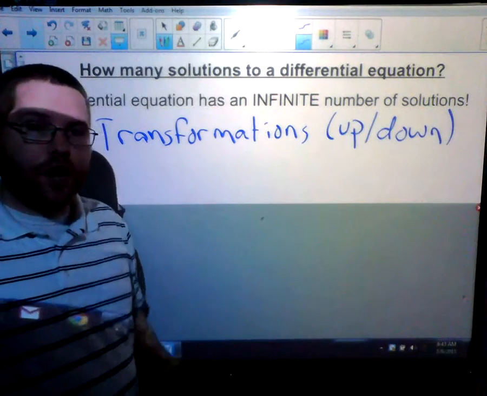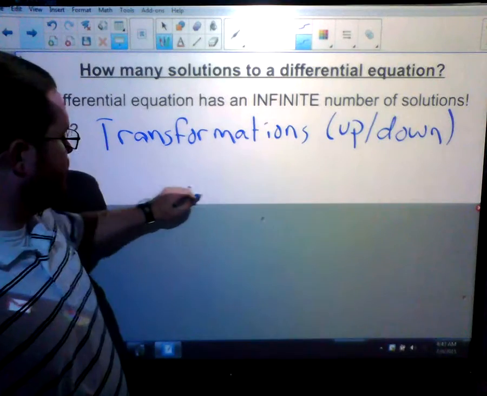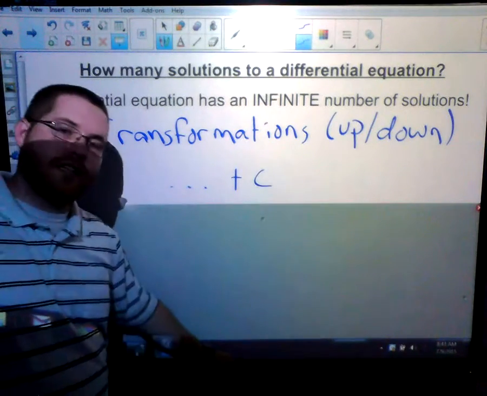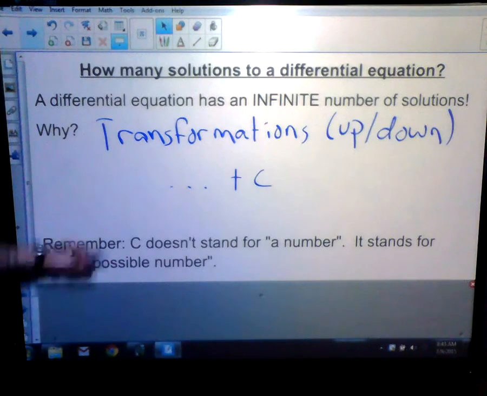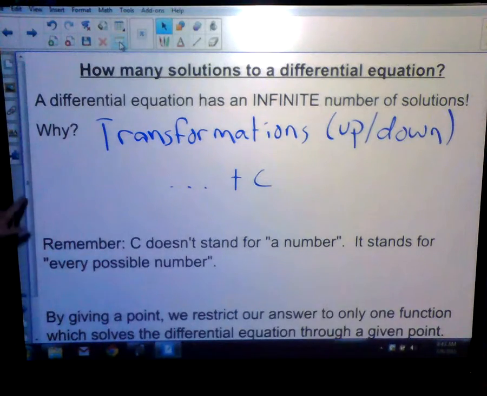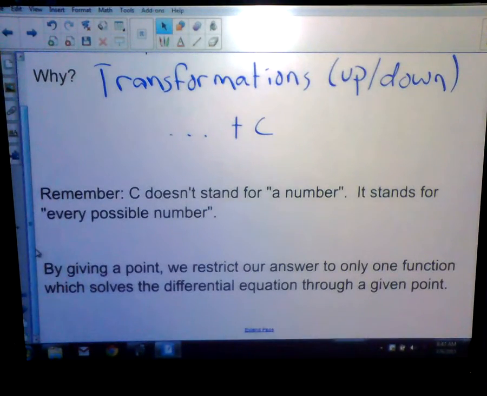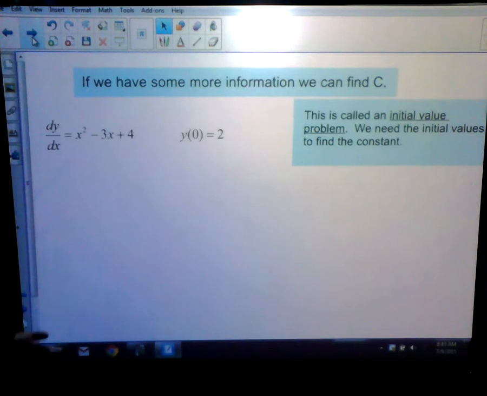Algebraically, how do we represent all the infinite transformations? We have a plus c at the end. Remember, c does not stand for a number, it stands for every possible number. And if I give you a point, we restrict our answers to only one function, which solves the differential equation through a given point. Let's take a look at that.